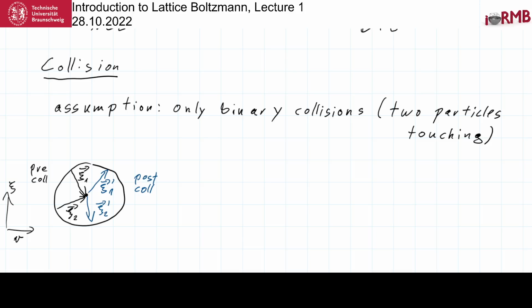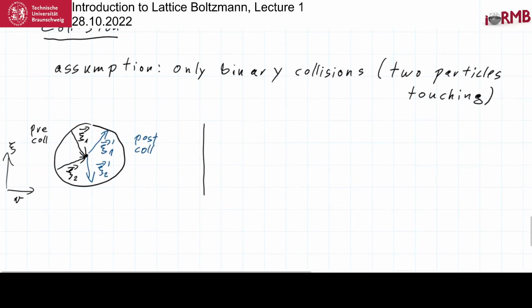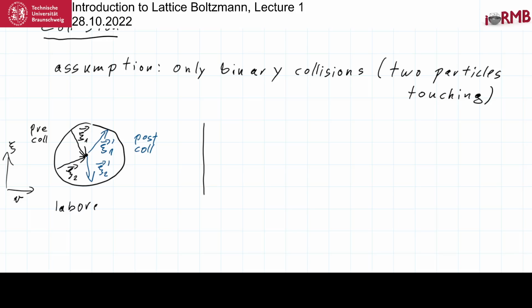and the reason why they will end up on this circle is because the collision has to conserve energy, and this is probably better understood when we draw this in a different frame. So now this here is in the so-called laboratory frame. What is the laboratory frame? Can somebody explain what the laboratory frame is?